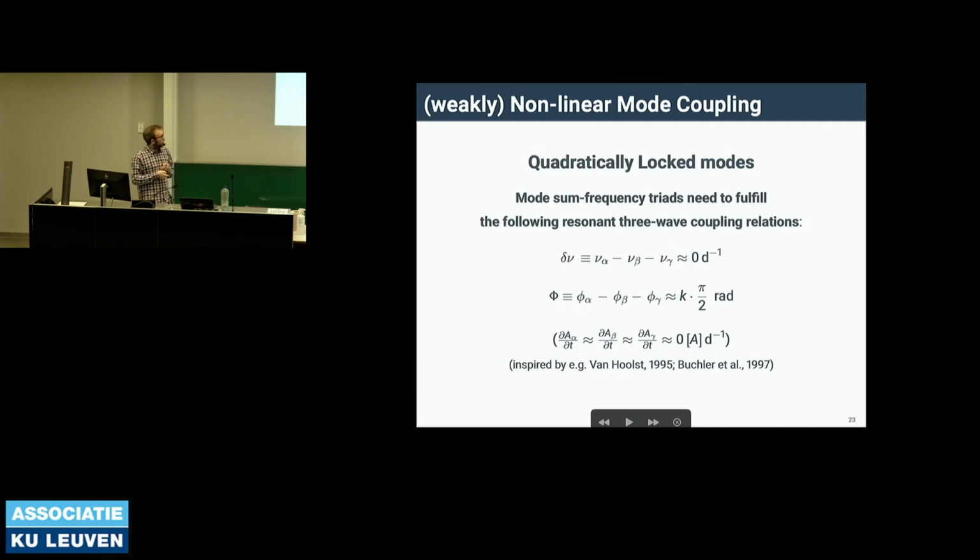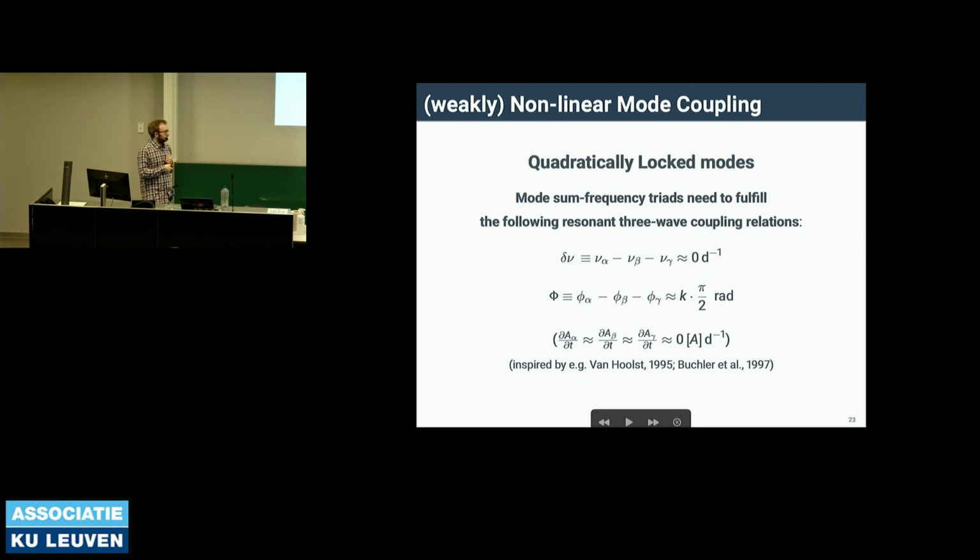And why do we do that? Well, we want to extract information on so-called quadratically locked modes. And those are mode sum frequency triads that need to fulfill the following relations. Basically, we want modes alpha, beta, and gamma to have frequencies whose difference, taken in the specific way, is approximately 0 cycles per day, or resonant. And then their phase differences should also add up to some specific integer multiple of pi over 2.